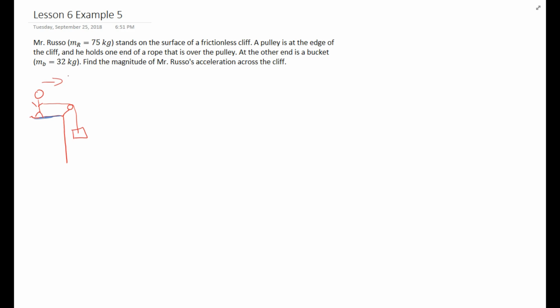Well, the key thing here is the fact that because my two objects, Mr. Russo and the bucket, are tied together, their acceleration is going to be linked, right? And that tension is going to be what links those two together. In order to solve this question, we need to first draw a free body diagram for each of the objects we're interested in. We're interested in Mr. Russo, and we're interested in the bucket. So we're going to do Mr. Russo's first.